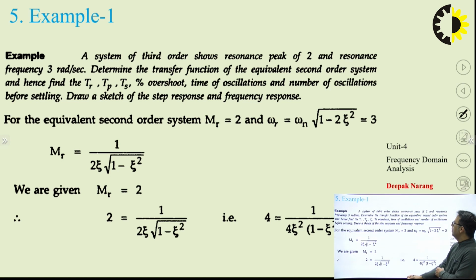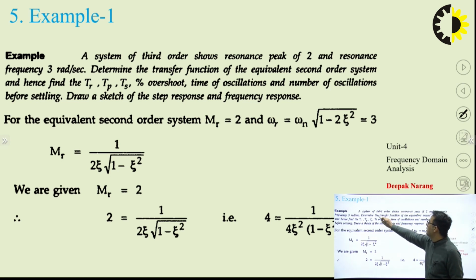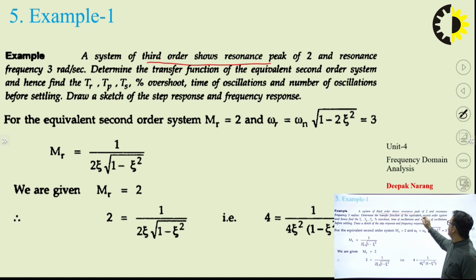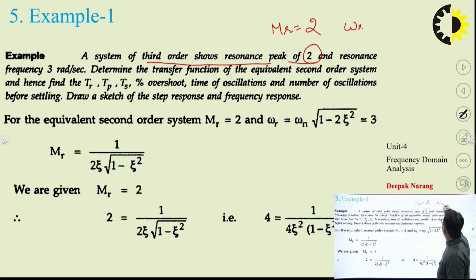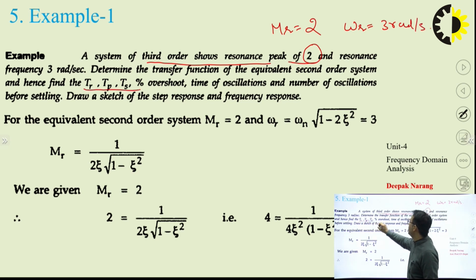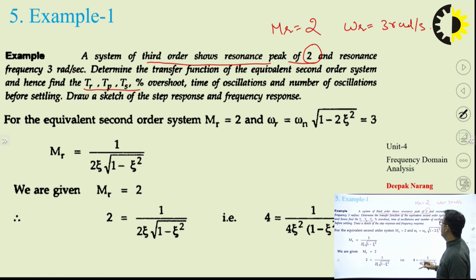Let us consider one example which states a system of third order shows resonant peak of 2, that is Mr is given equal to 2. Resonant frequency, that is omega r, is equal to 3 radian per second. Then find the time domain specifications, that is rise time, peak time and settling time. Mr is equal to 2, omega r is equal to 3.